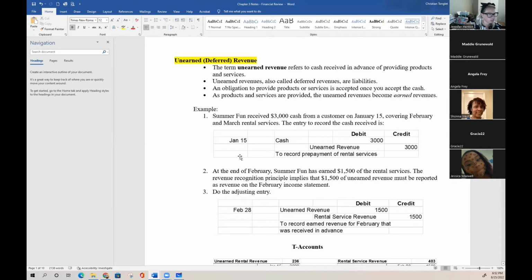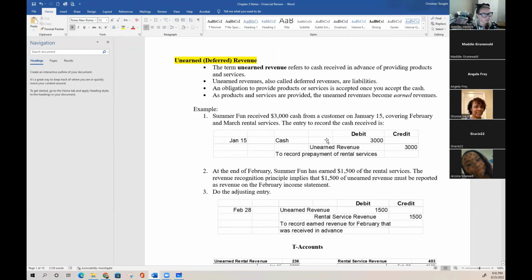All right, so now let's look at the next part of this. It says at the end of February, Summer Fund earned $1,500 of rental service. The revenue recognition principle implies that $1,500 of unearned revenue must be reported as revenue for February. So now I've provided the service. I don't want it sitting there saying I still owe $3,000 to somebody. If I don't owe them that service, that equals that amount, right? I want to reduce it.